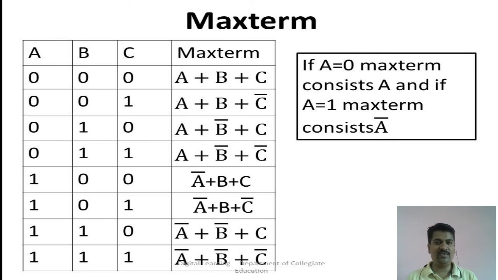So one thing we have to take care of in writing the maxterm is, if the variable is 0, write it in normal form. If the variable is 1, you have to write it in complemented form.